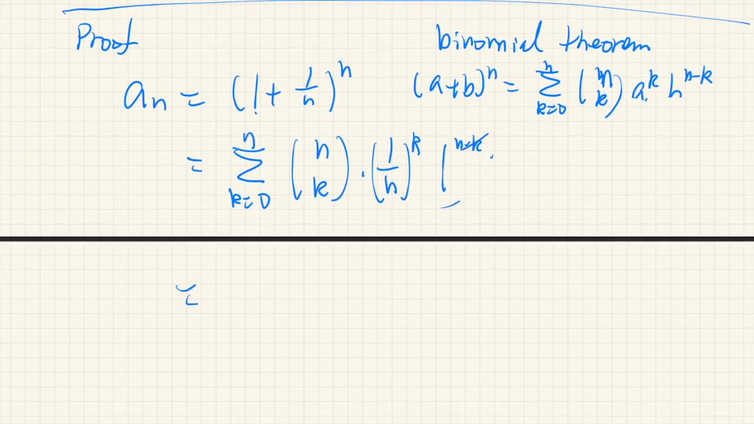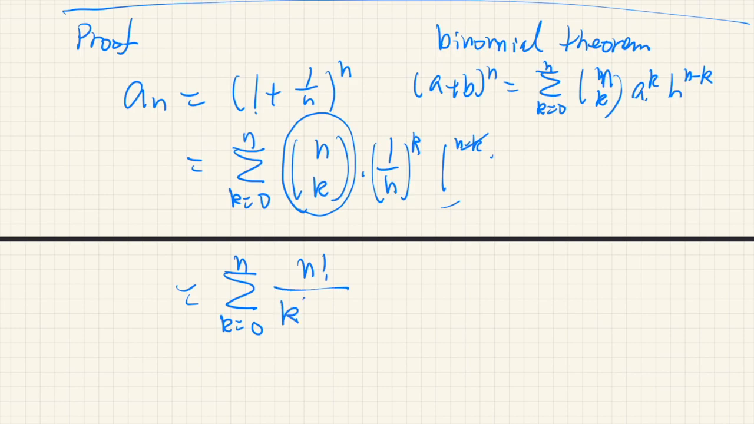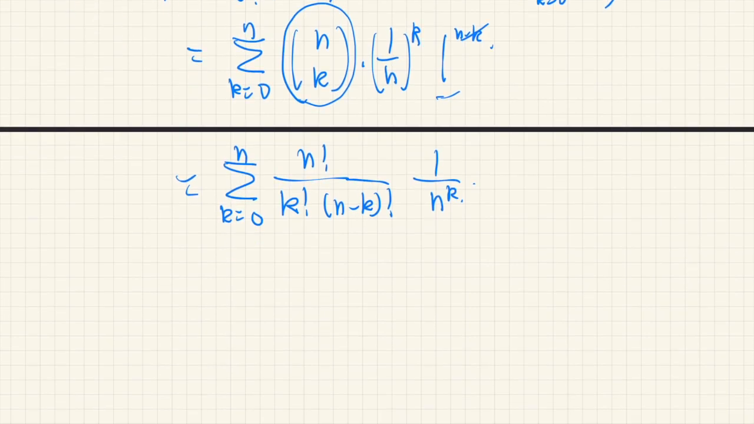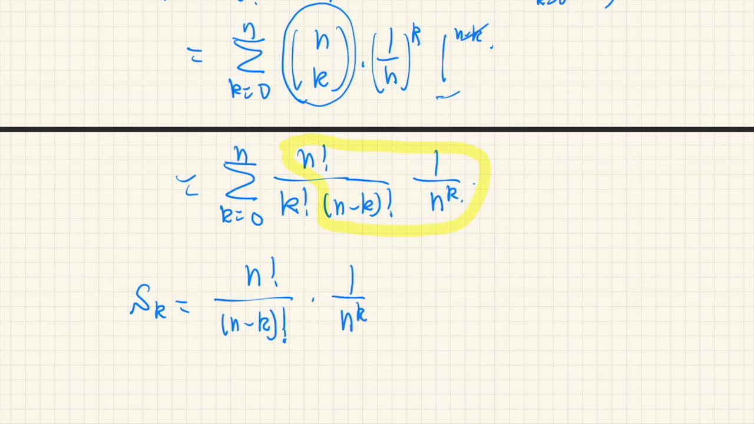So, let's write down n choose k explicitly. That's the number of combinations: n factorial over k factorial times n minus k factorial, and 1 over n to the power of k. So this one is just 1, so I'll skip it. Now, let's combine these terms together to define s_k. So that is n factorial over (n minus k) factorial times 1 over n to the power of k.